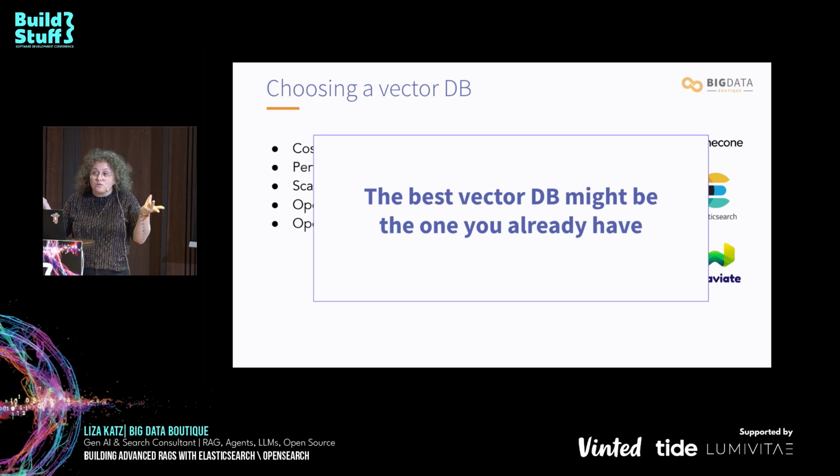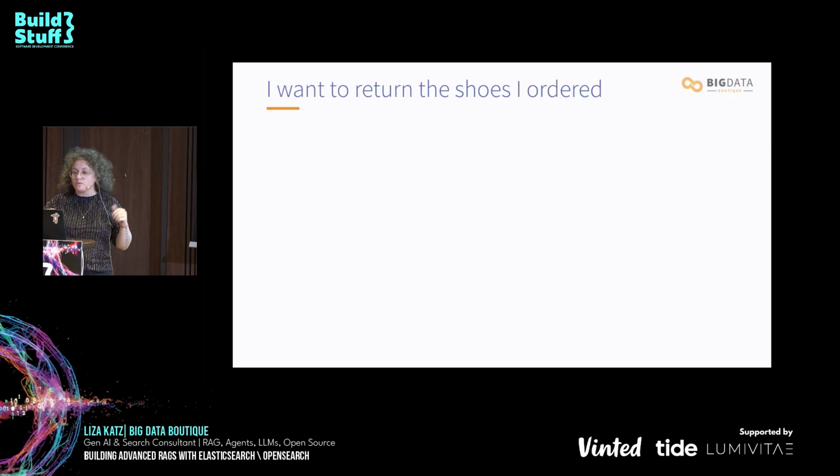PostgreSQL supports vector search. Redis supports vector search. I think almost every vector database, like in Google or AWS, supports vector search. Even S3 supports vector search. So it has become this feature. It's not a very advanced technology at this point. So just consider the one that you already have. It's a good thing to choose.